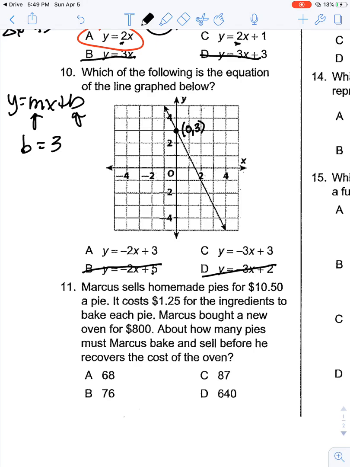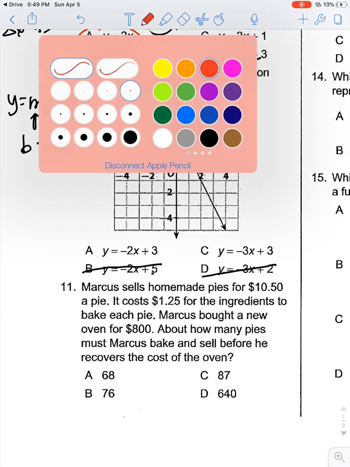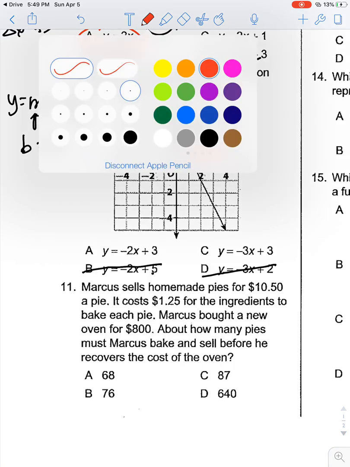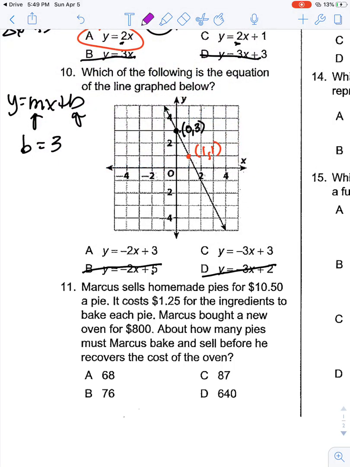All right, so now let's look at the slope. Let's find the slope between some points that we see. So one point is already there for us. Let's look for another point here. Another point I see this line going through is the point (1, 1). So 1 over and 1 up. All right, so let's see what the slope would be between those 2 points.